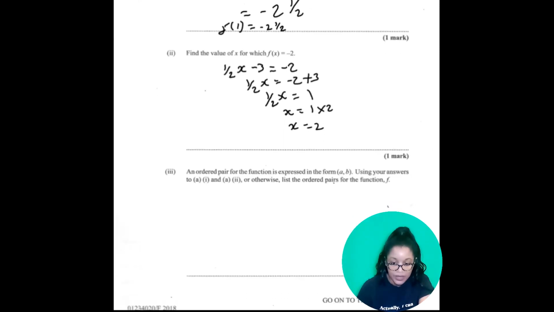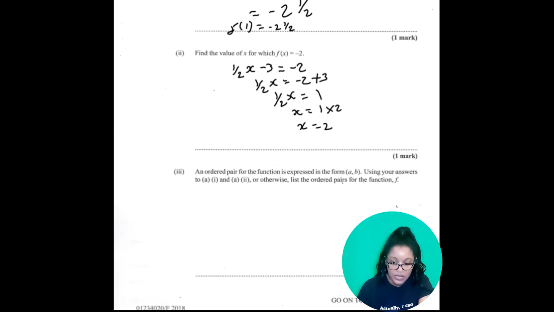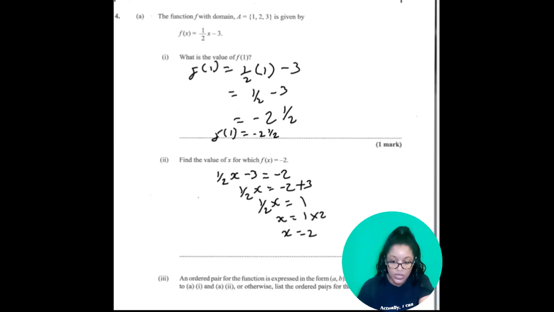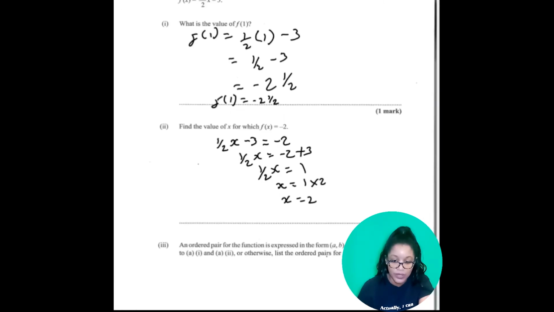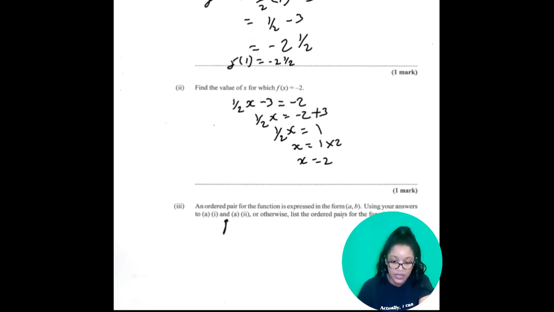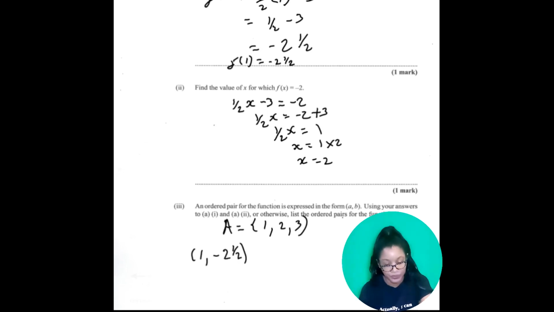Express the ordered pairs for the function in the form (a, b), using the answers from 2a1 and a2. Otherwise, list the ordered pairs for the function, right? So the domain was given. So the domain is 1, 2, 3. So there will be 3 ordered pairs with those domain values. So from part a1, you know that the image of 1 is negative 2.5. So the ordered pair will be 1, negative 2.5. For 2, we also found that f of 2 is equal to negative 2. So that's the next ordered pair.